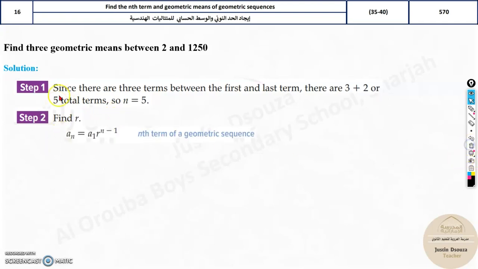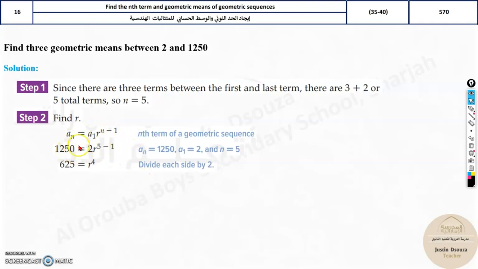To find the r, the step 2, you need to use this formula, that is the nth term of a geometric sequence. An is equal to a1, the first term, multiplied by r, the geometric ratio, to the power n minus 1. Now, all you need to do is substitute, because we know the an value is 1250, and that is the 5th term. That's why it is n is 5 minus 1. What is the first term? That is 2.